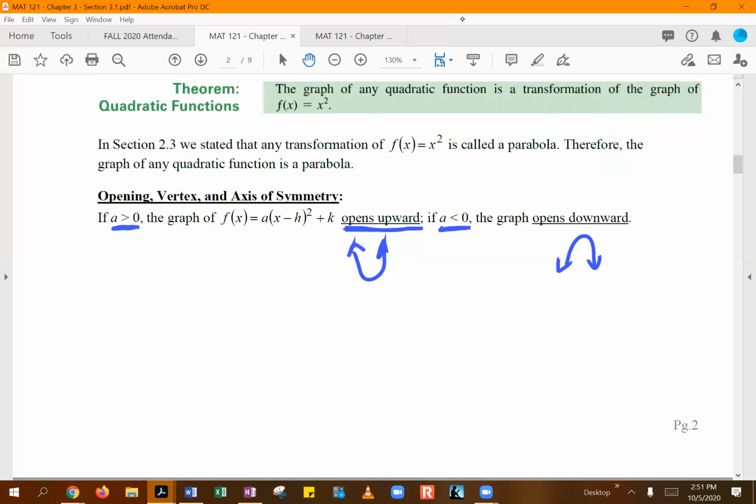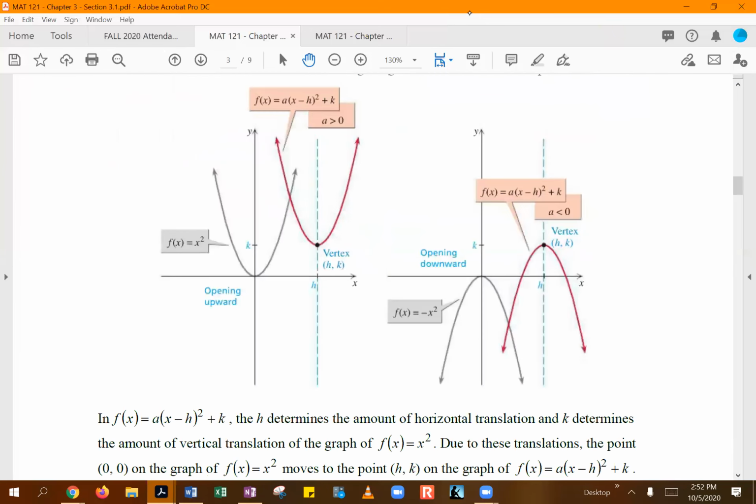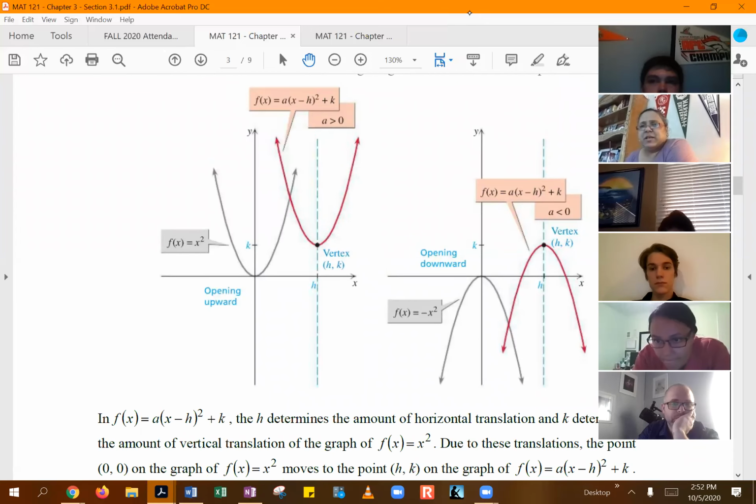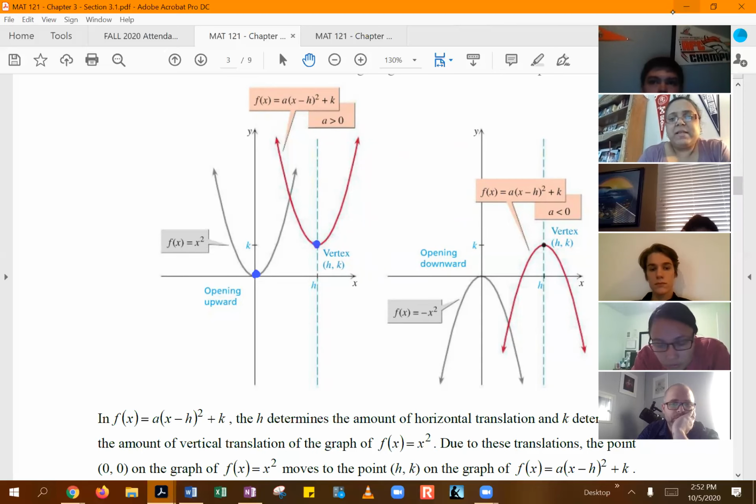So you can relate this with the idea of our reflection, and because of that reflection, our graph ends up opening downwards. So opening is something that really makes a difference as we talk about the other properties over here. Now, we have not officially, but briefly talked about the vertex in the last chapter, but basically the idea is if your parabola is going to be opening upwards, then the vertex of our parabola is going to be the lowest point on our graph.